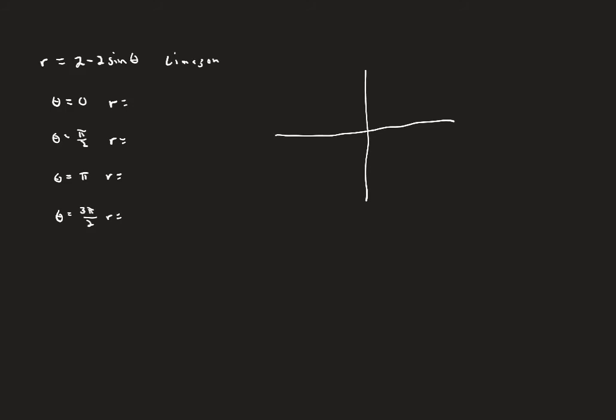So at angle 0, sine of 0 is 0, and so 2 times 0 is 0, and that's going to make r equal to 2. So at the angle 0, I'm going to go out 2, and I'm going to put a point on the curve there. At pi over 2, sine of pi over 2 is 1, and so 2 minus 2 is 0. So I'm going to plot a point on the angle pi over 2. I'm going to plot that at 0, which is the pole or the origin.